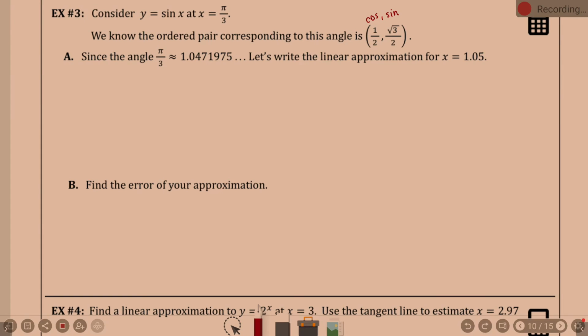So if we need the information to write the tangent line, let's see, I need a derivative, right? If y is sine x, what's the derivative of sine? Cosine x, right? And then if I want to evaluate the derivative at pi over 3, what is cosine of pi over 3? Cosine of pi over 3 is 1 half. And if that is my derivative value, that's going to be my slope, right? So we're going to have a slope of 1 half. And again, the ordered pair associated with this is given right here. Okay?